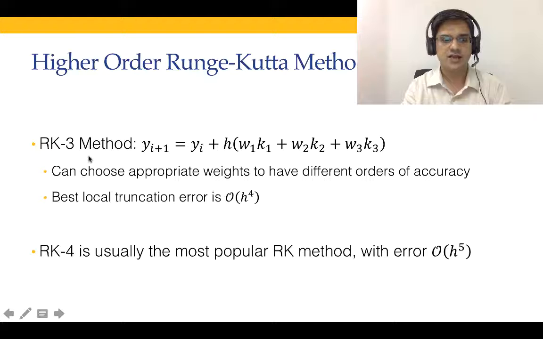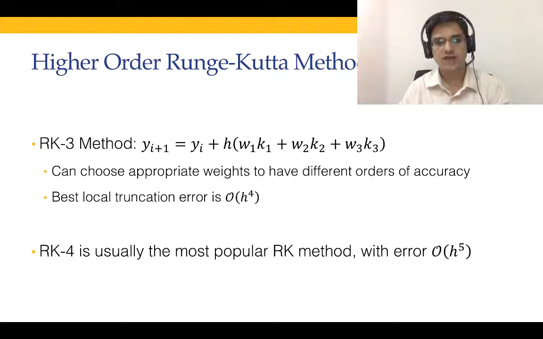The RK3 method has a local truncation error of h to the power 4, whereas the RK4 method has a local truncation error of h to the power 5. The best RK5 method also has an error of h to the power 5. As a result, we do not get a big advantage by using the RK5 method instead of an RK4 method. Therefore, the RK4 method is arguably the most popular RK method out there.